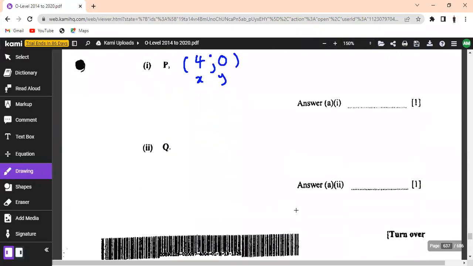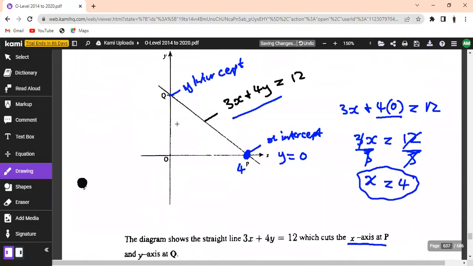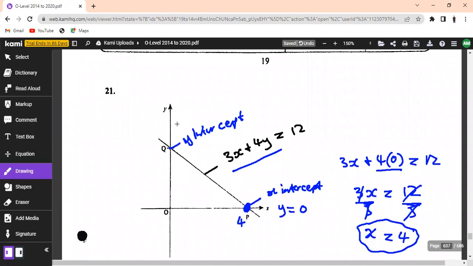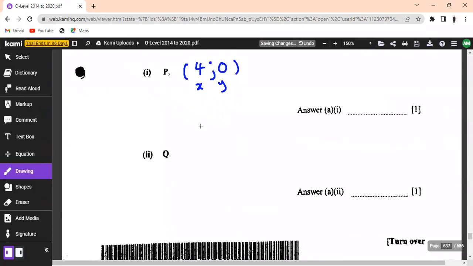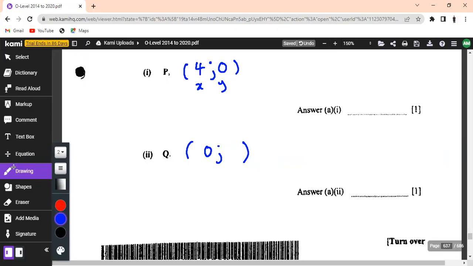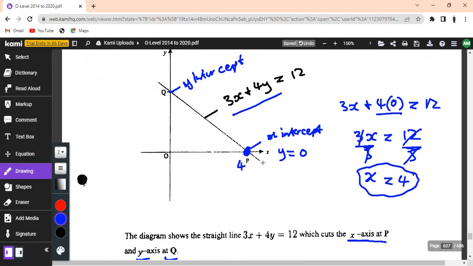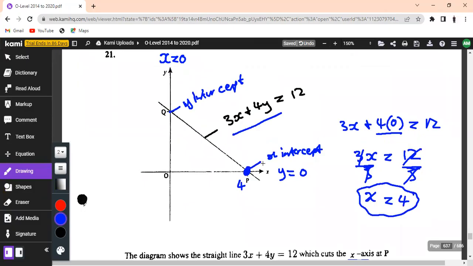Okay, just like for Q, it is the same thing. You're just going to do the same thing. For Q, the y-intercept, we know that in the y-axis, x is equal to what? X is equal to 0. So if x is equal to 0, we can take this as an advantage to find the value of y here. So you can simply substitute into your equation. This time, x is equal to 0 here. So what is the value of y?